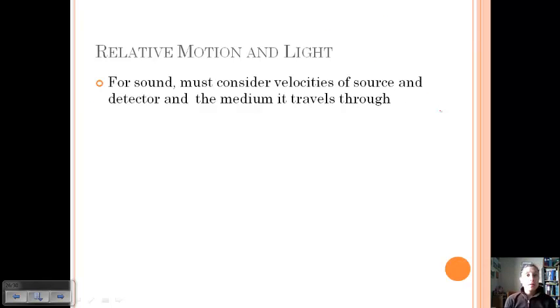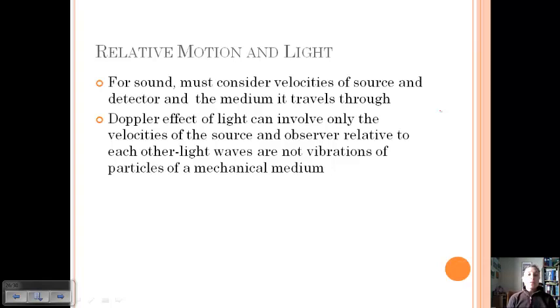Okay, so let's talk a little bit about the Doppler effect. We've already talked about this for sound. For sound, we have to think about the velocities of the source and the detector, and then also the medium that the sound is traveling through, and usually we said this was air at 20 Celsius. For light, we take some of those variables out, and that's because light and sound are different.